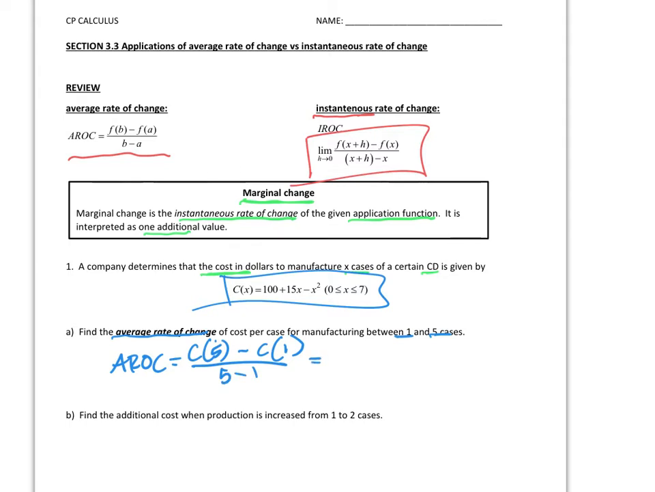So if we plug 5 in, we end up with 150. If we plug 1 in, we end up with 114. And then with 5 minus 1, we're going to get a 4. And when we do that calculation, it ends up being 9. So the cost per case is $9 per case. That's the average rate of change between 1 and 5 cases.